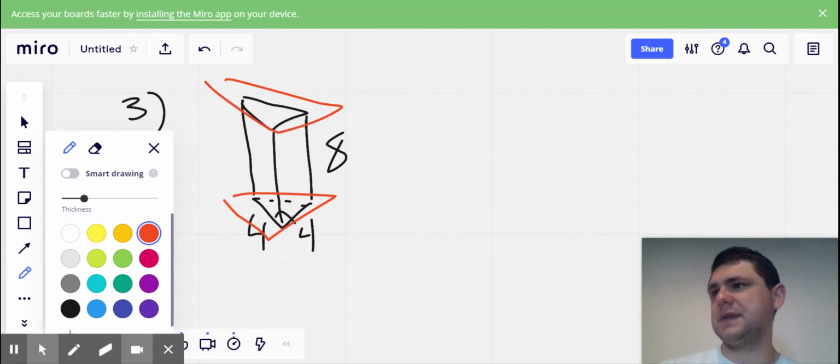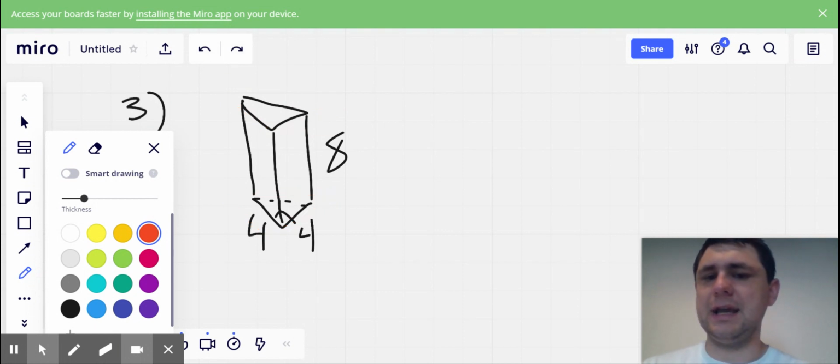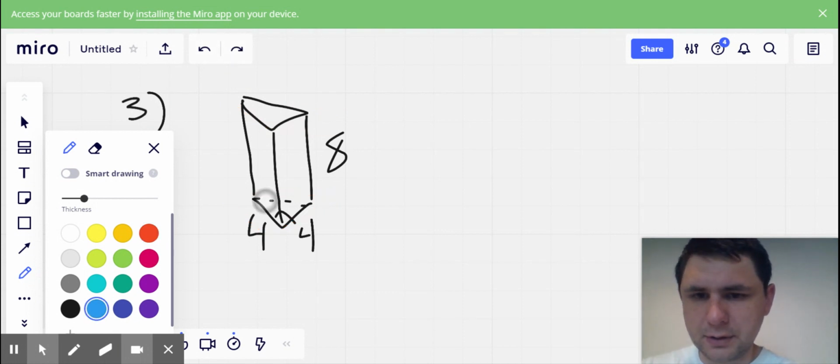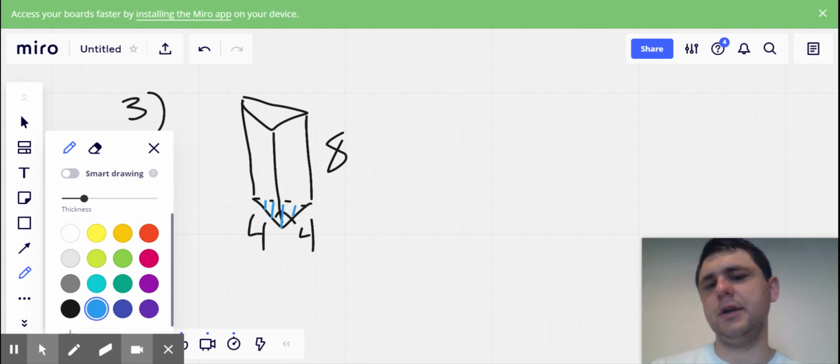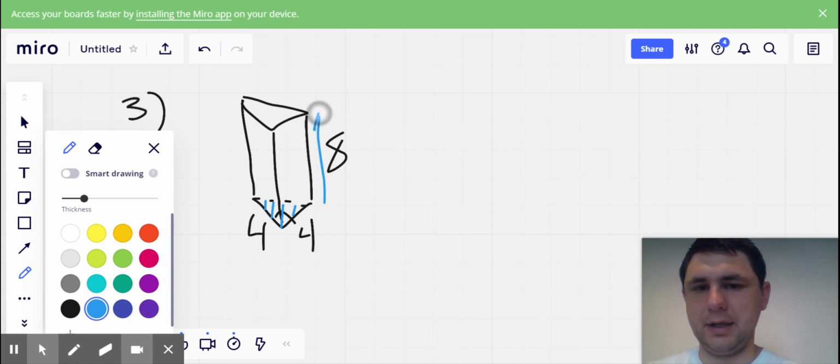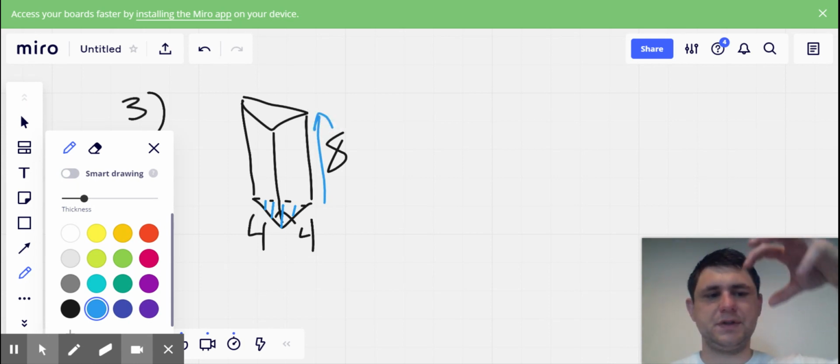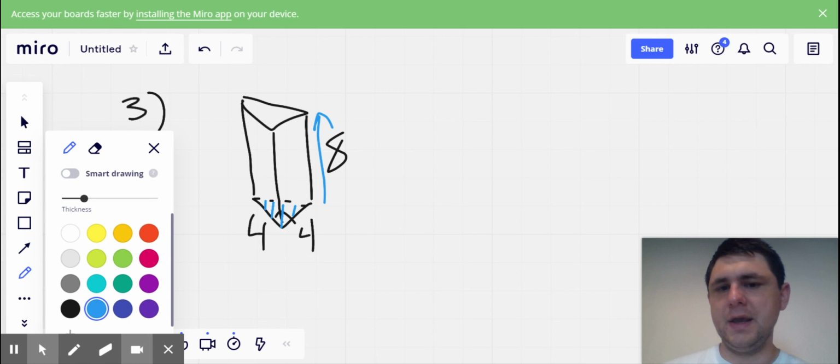And so what we're going to do is find the area of that triangle. Then we're going to multiply the area of that triangle by how far up it goes, how far it's stretched vertically. So in that case, it would be 8. We'll get to that later, but we're going to start by finding the area of the triangle.